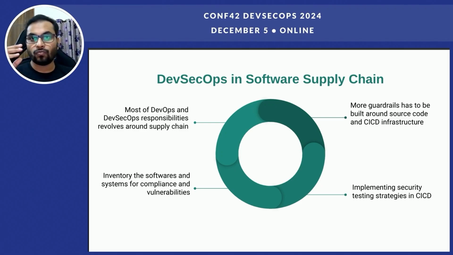And one of the most important steps in protecting the supply chain is to understand what is in your software, because if you don't know what is in your software, you cannot protect your software. So figuring out what dependencies go into your software is very important. And this is where the software bill of materials comes into play.